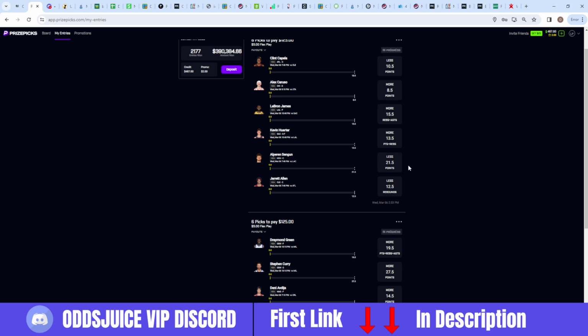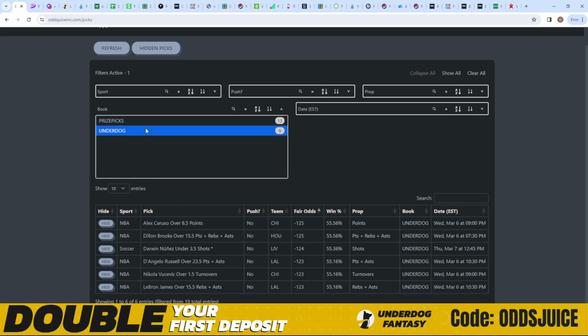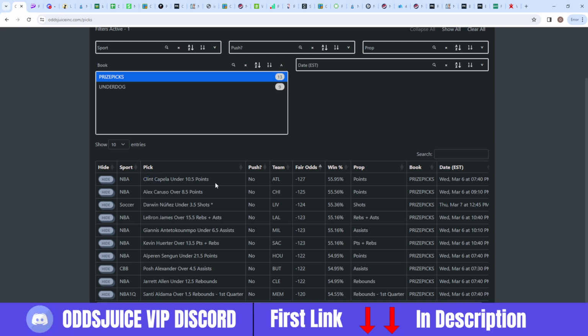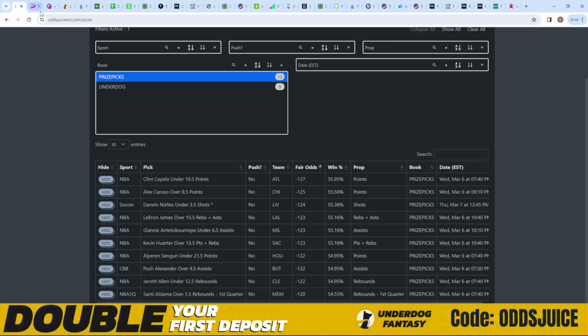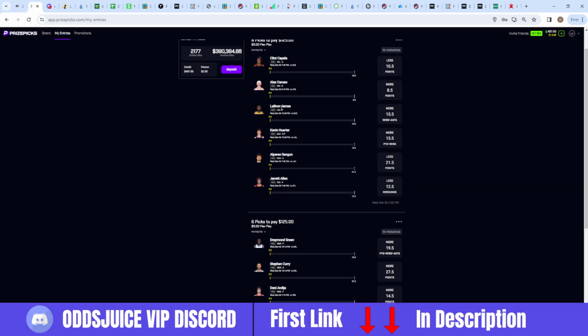So these are just positive expected value picks. If you don't know what that means, I have various videos going over what positive EV means. And the dashboard consolidates all these lines and gives you the easiest way to go over every single pick. You can see Clint Capela under 10.5 points. Based on sportsbook odds and other factors, there's about a 56% likelihood for Clint Capela to go under 10.5 points. So you know this is a great pick to throw into one of your entries. I recommend only playing 5 and 6 flexes when you're using the OddsJuice dashboard, because that is what's going to be mathematically optimal and make you the most money in the long run if you're consistently putting slips together.